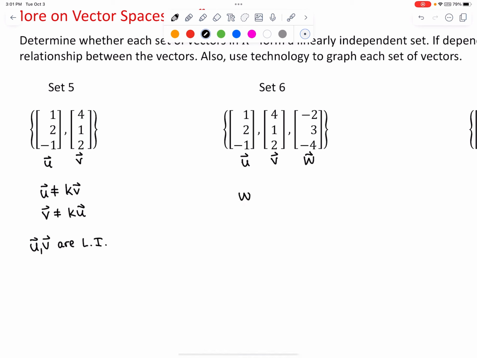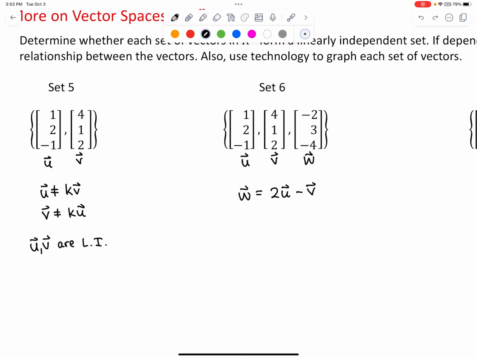I can construct vector w by doubling vector u and then removing vector v. Let's test this. Double 1 and then remove 4. So that's 2 minus 4, and sure enough, we get -2. Double 2 and remove 1 produces 3. Double -1, remove 2, produces -4.